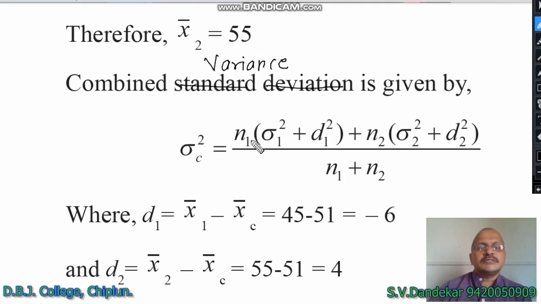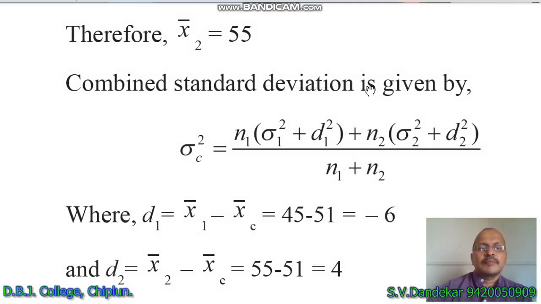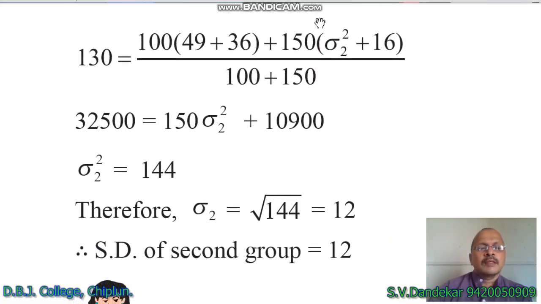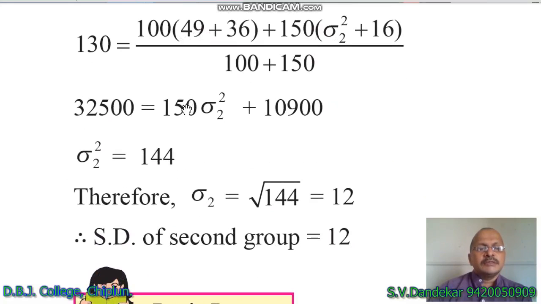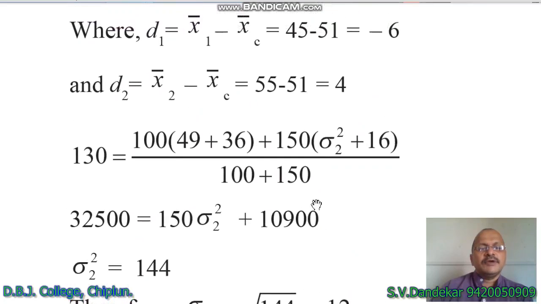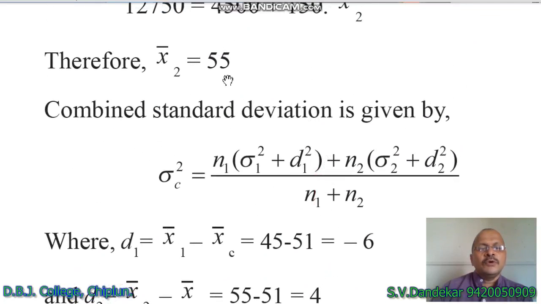The combined variance is given by sigma square c is equal to n1 into sigma 1 square plus d1 square plus n2 into sigma 2 square plus d2 square divided by n1 plus n2. Now d1 we can calculate, d2 we can calculate, d1 and d2 are minus 6 and 4. Putting the values, we get sigma 2 square is equal to 144, and therefore sigma 2, that is standard deviation of second group, is equal to 12, and the mean of the second group we have already found out, it is equal to 55.